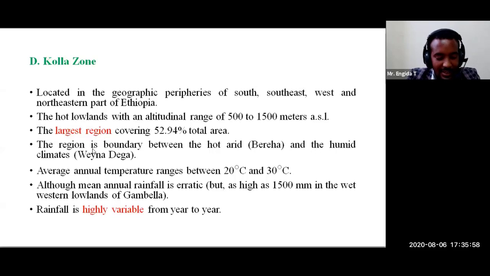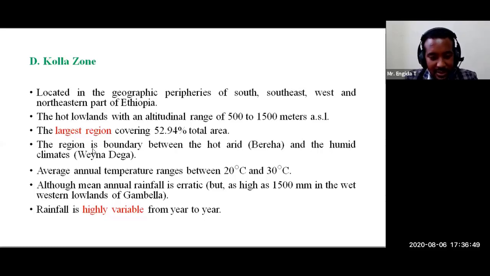Don't forget the temperature characteristics of Kolla zone. Okay. As altitude decreases, you can imagine the temperature level. As altitude increases, you can imagine the temperature level too. Okay. We're talking about regions from the highest altitude to the lowest one. As altitude increases from Wurch to Daga, Daga and Kola, you can imagine the temperature level too. The temperature is increasing from Wurch, Daga, and Daga to Kola and Baraha.